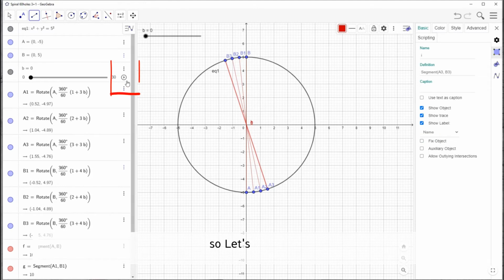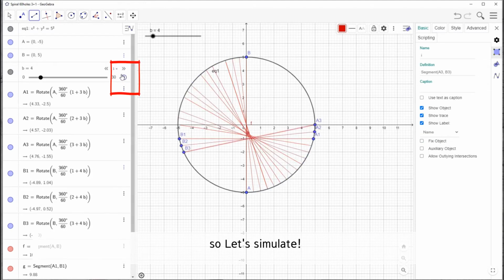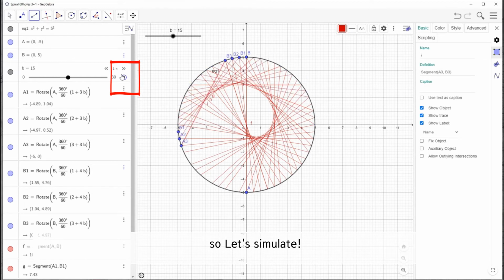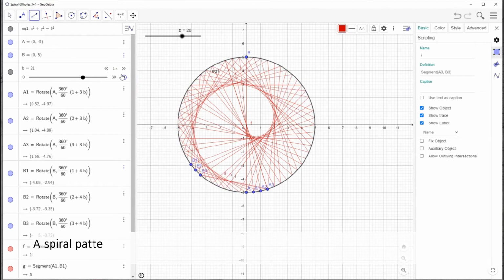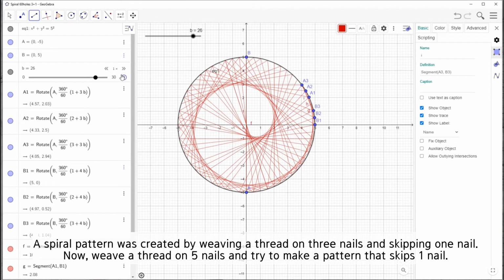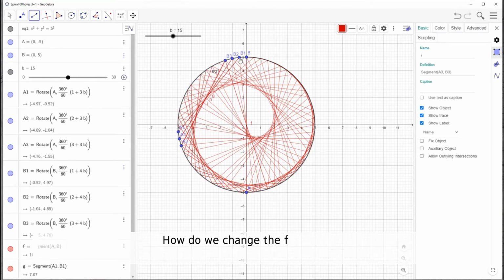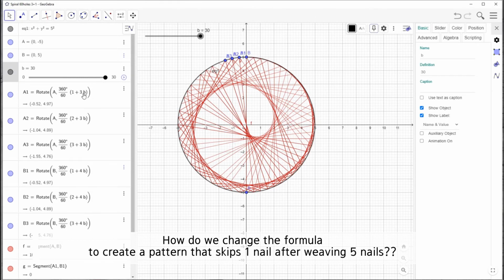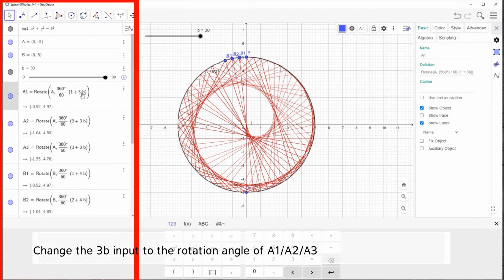So let's simulate. This spiral pattern was created by weaving thread on 3 nails and skipping 1 nail. Now weave a thread on 5 nails and skip 1 nail. How do we change the formula to create a pattern that skips 1 nail after weaving 5 nails?